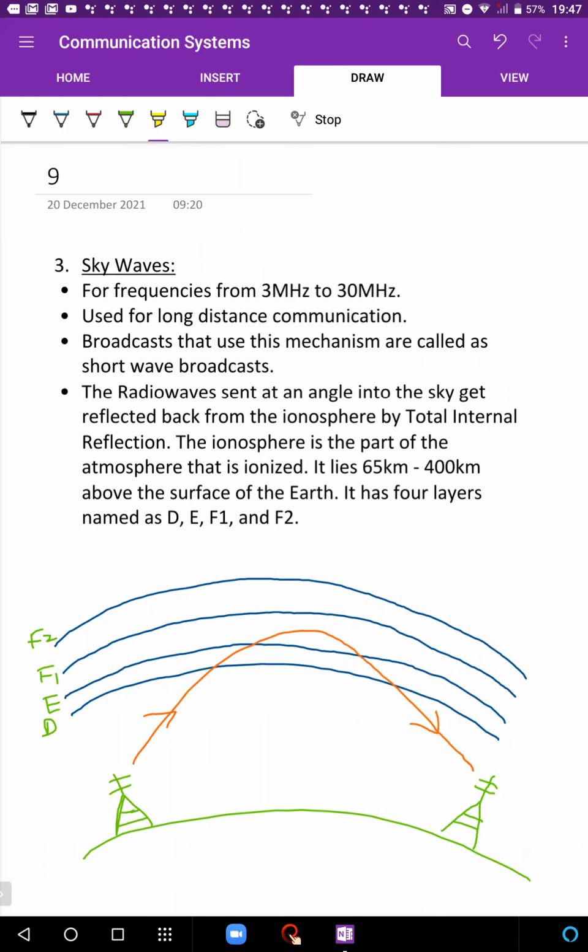So the ionosphere is a part of the atmosphere that is ionized. Okay, so it gets ionized because of ultraviolet rays from the sun and other cosmic rays. So that energy of those photons goes in ionizing the molecules, which are higher up. And the ionosphere is that part which is ionized, lies 65 to 400 kilometers above the Earth's surface, significantly higher than Mount Everest, which is 8 kilometers, and it has 4 layers named as D, E, F1, F2. Simple names, just alphabets. Okay.